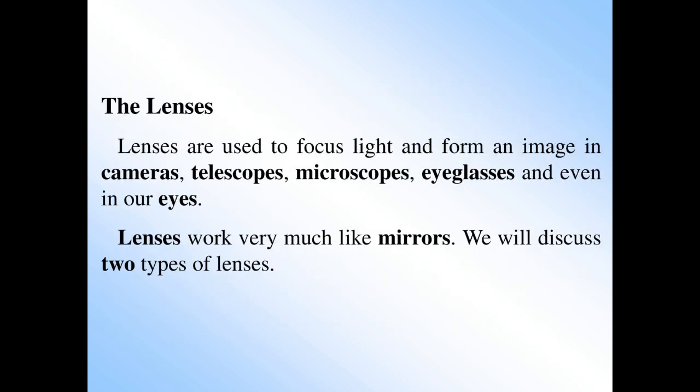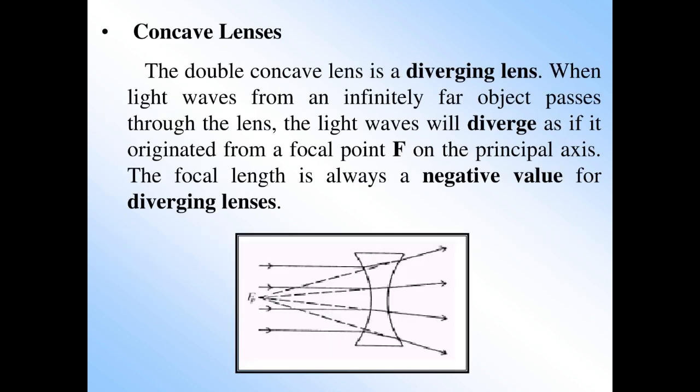Lenses are used to focus light and form an image in cameras, telescopes, microscopes, eyeglasses, and even in our eyes. Lenses work very much like mirrors. We will discuss 2 types of lenses. Concave lenses. The double concave lens is a diverging lens. When light waves from an infinitely far object pass through the lens, the light waves will diverge as if they originated from a focal point f on the principal axis. The focal length is always a negative value for diverging lenses, as shown in this photo.